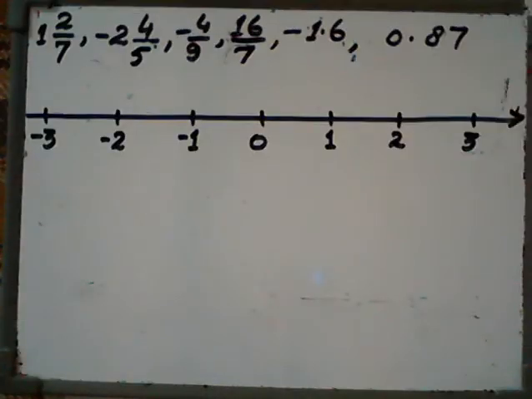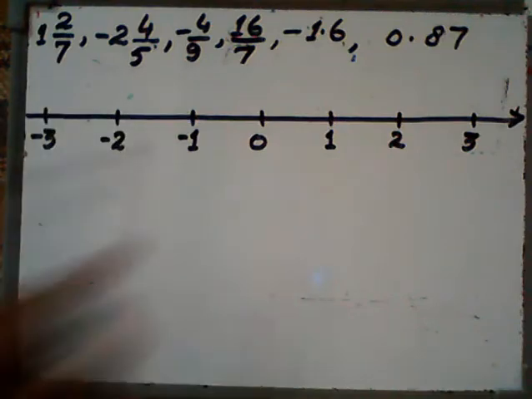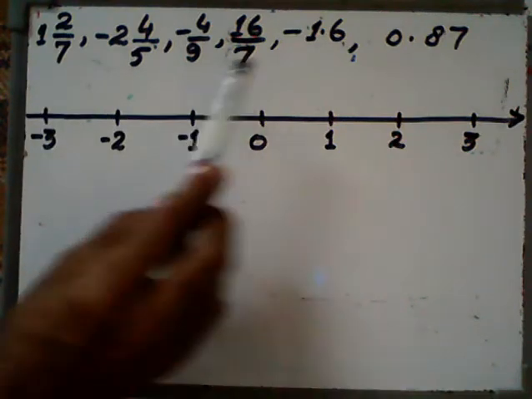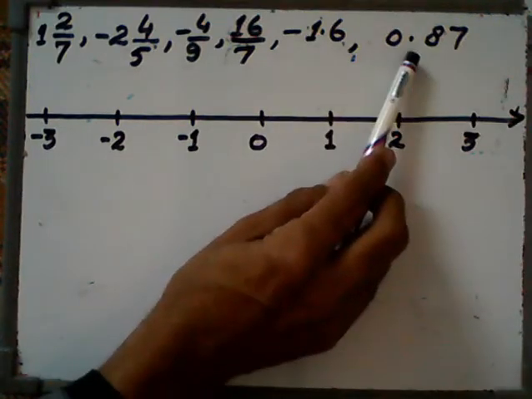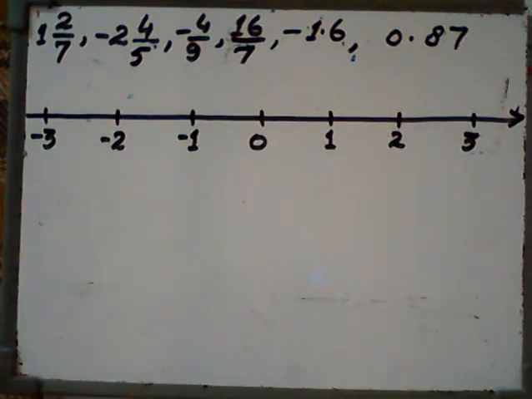On the whiteboard you can see that we have given some numbers: 1 whole 2 by 7, minus 2 whole 4 by 5. There are some fractions, one is a mixed fraction, and others are negative and positive decimals. So decimal numbers are also there. You can see that there is no integer. Integer representation is very easy.